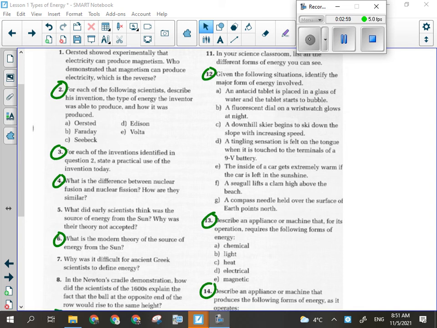All right, for number 4, what's the difference between nuclear fusion and nuclear fission? Fission is when the atom splits in half, and fusion is when two join. Right. Fusion means to push 2 together to make 1, and fission means to split 1 into 2. How are they similar? They both release the energy stored in the nucleus of the atom. All right, for number 6, what is the modern theory of the source of energy from the sun?